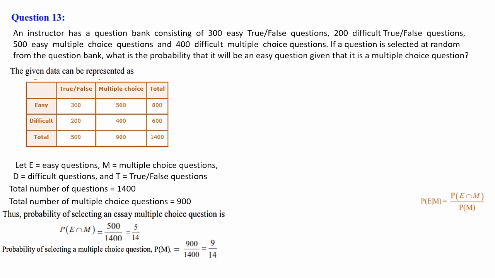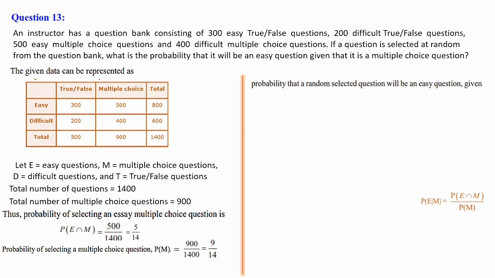Then the denominator is P of M. P of M in the sense multiple choice questions. So probability of getting a multiple choice question: total 900 multiple choice questions are there out of 1400 questions. So 900 by 1400, after cancellation we'll get 9 by 14.